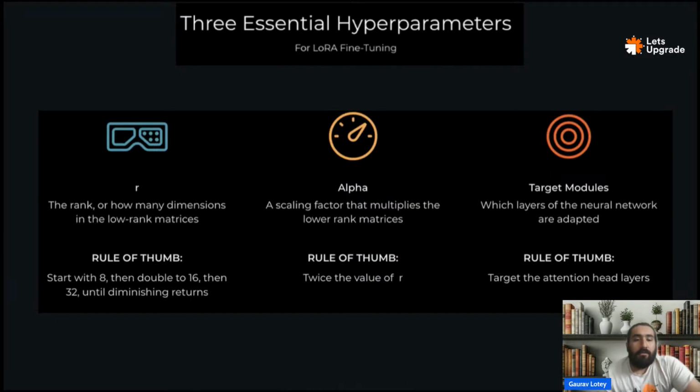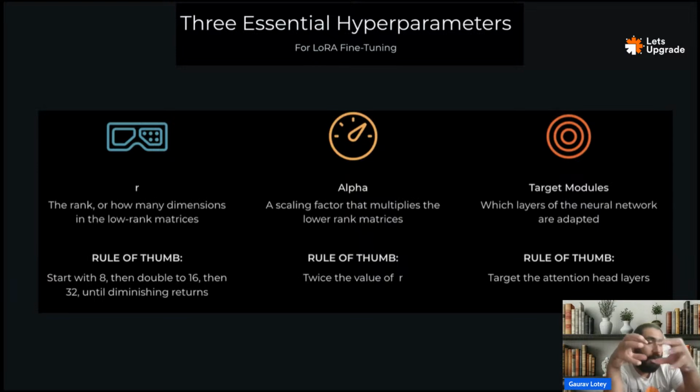All right, now let us talk about certain essential hyperparameters which are involved in QLoRA. The very first one is known as R, or the rank. How many dimensions in the lower matrices do we need? As you remember, I told you that LoRA A and LoRA B will have lower rank matrices. Rank of a matrix is nothing but the concept of mathematics that you all know.